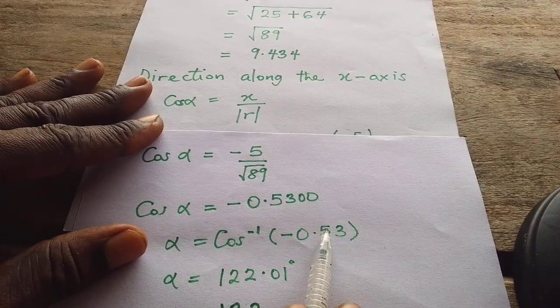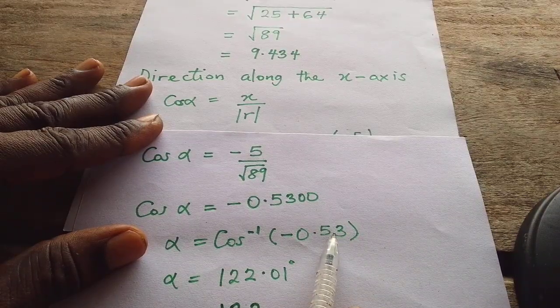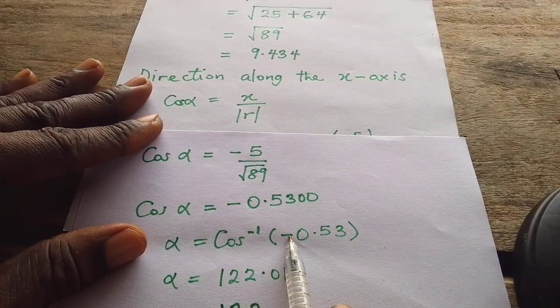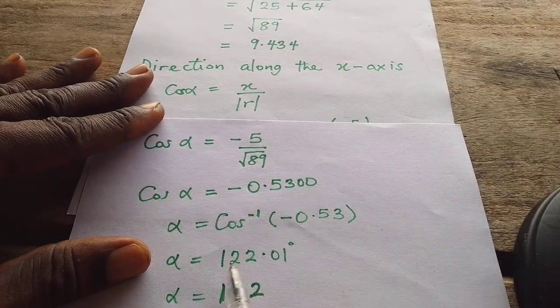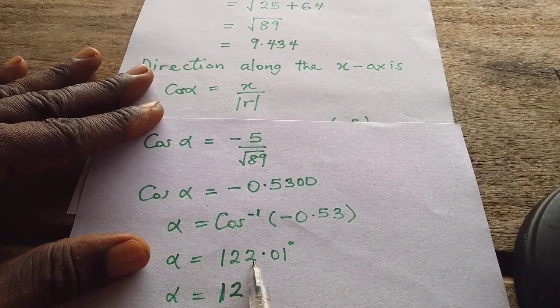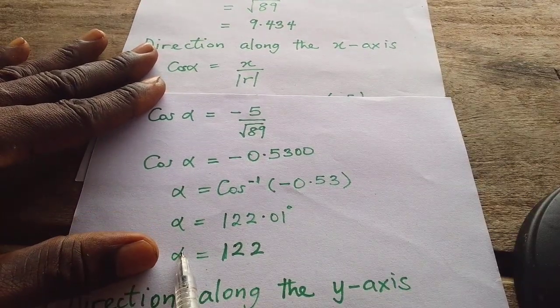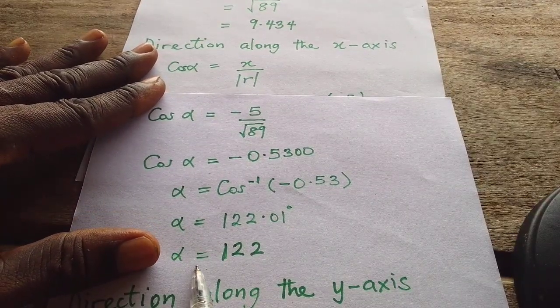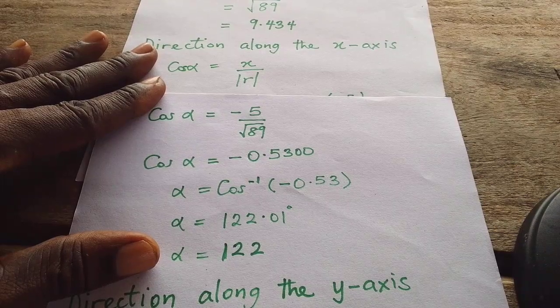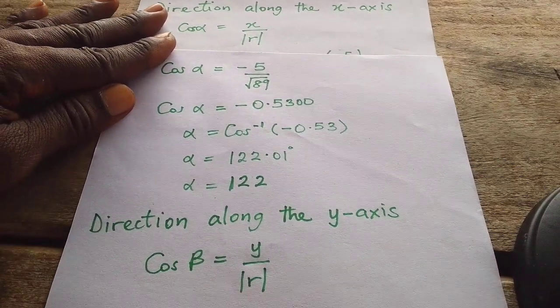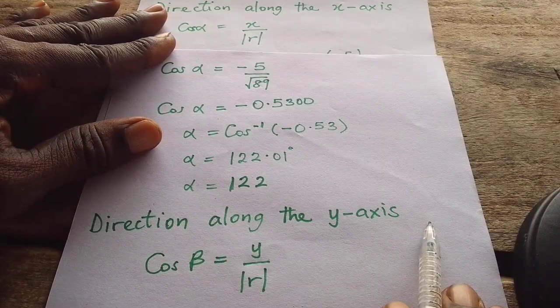Since cosine is negative in the second and the third quadrant, I will look for the equivalent in the second quadrant. This will give you 122.01. So alpha is 122.01 degrees.